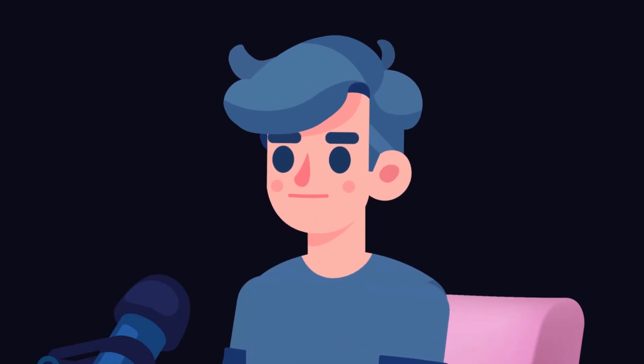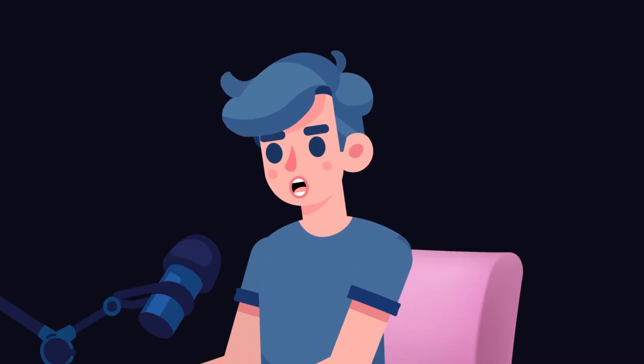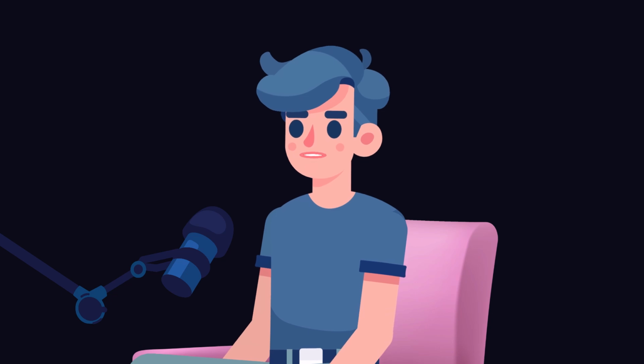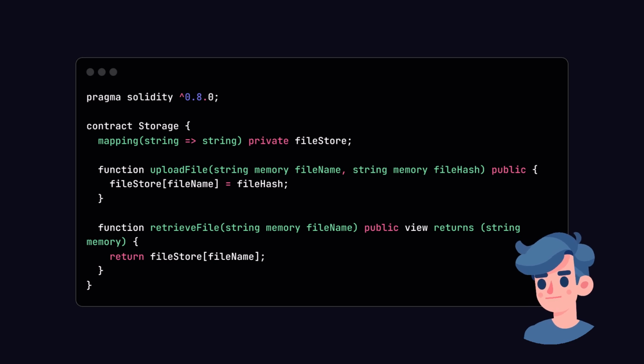Now, let's set up Ganache. Open Ganache and create a new workspace. This will provide us with a local blockchain for development. Make sure to note the RPC server address. Typically, it will be http://127.0.0.1:7545. Next, we will write a smart contract for our decentralized storage solution.